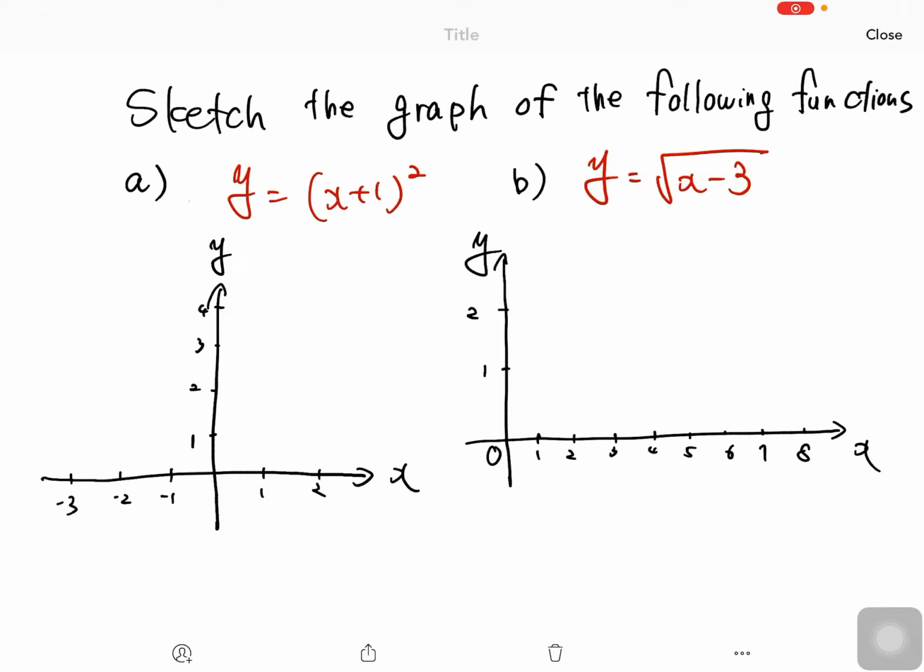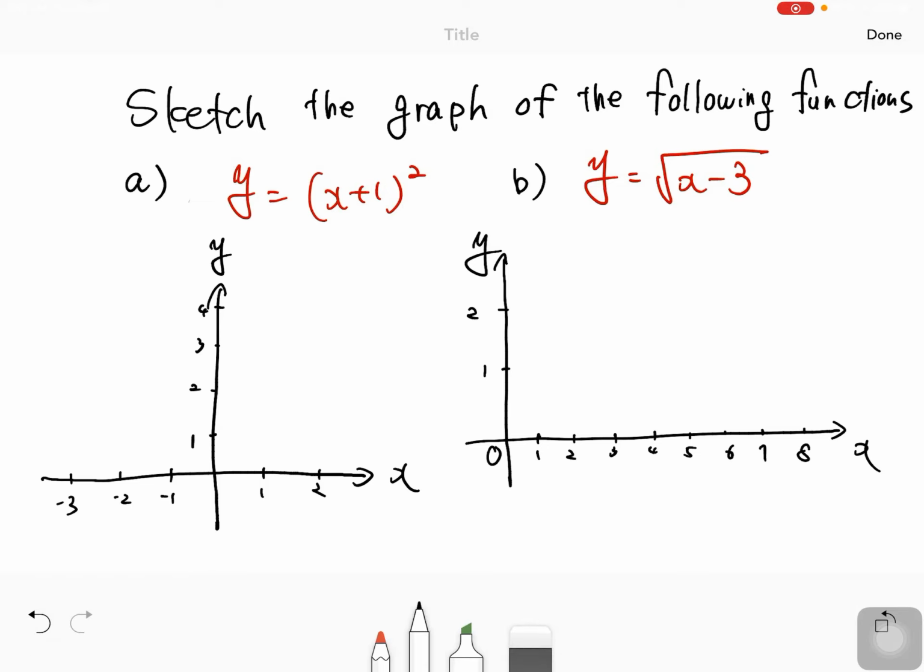This time we are working on the question, sketch the graph of the following functions. A, y equals (x plus 1) squared. B, y equals square root of (x minus 1). Actually, I solved a similar question before this question. So if you have no idea about what's going on in this question, please check out my previous video first. I put it in the description of this video.